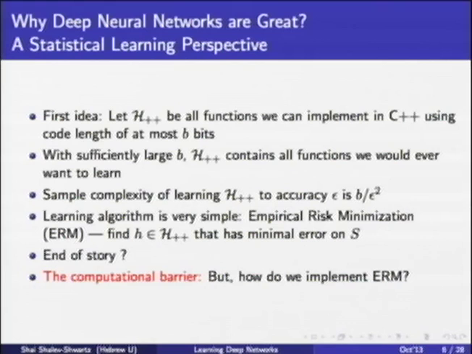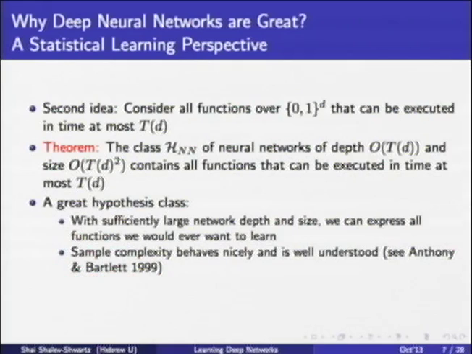So let's take another approach. Consider all the functions over binary, but it's also true for non-binary spaces, that can be executed in time of at most T of D. D is a dimension, T of D is the time we allow ourselves for our predictors to run, okay? So again, with sufficiently large T of D, this is an excellent class because we want to learn functions that we can run fast, okay? And you define what is fast by T of D, okay? So it's not a big restriction to learn just this class.